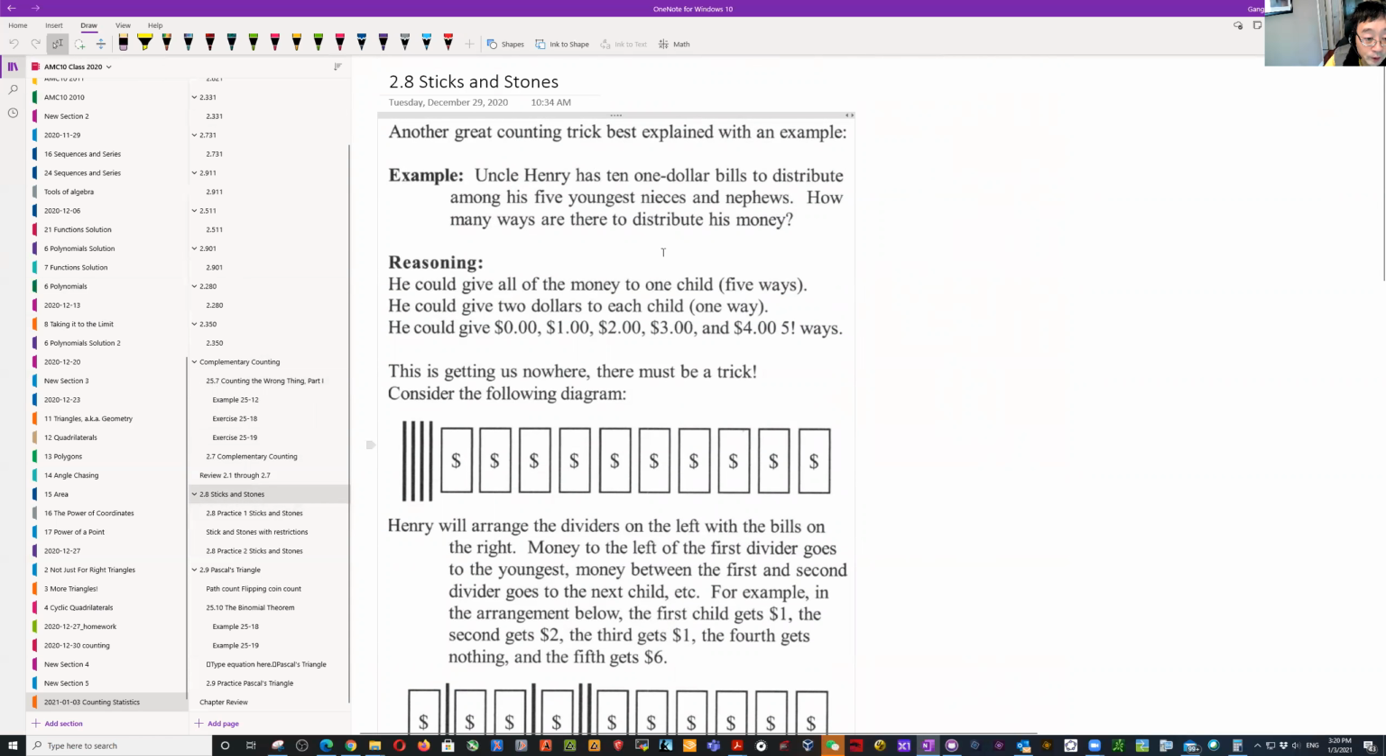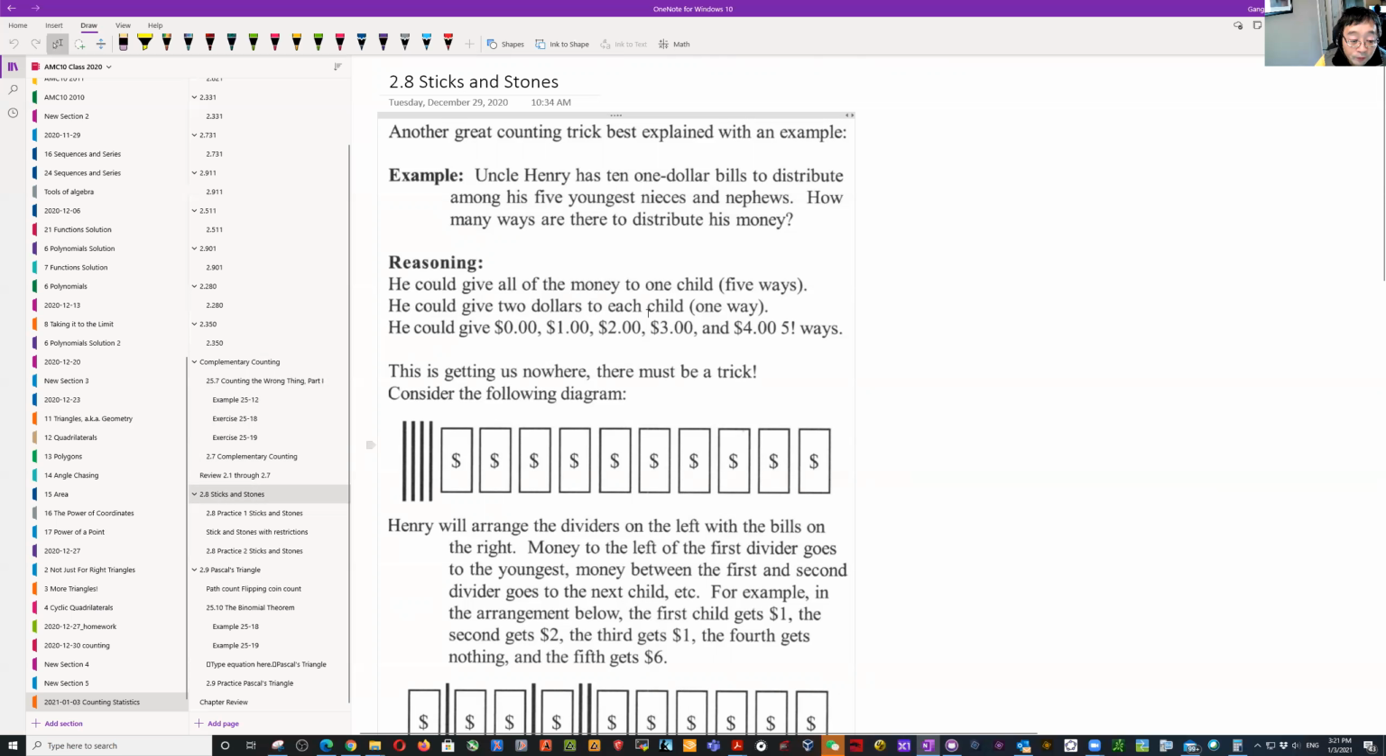This is one of the examples. Uncle Henry has 10 $1 bills to distribute among his 5 youngest nieces and nephews. How many ways are there to distribute his money? Basically, if you really do the reasoning, how many ways you can distribute, it just goes through hell, because you can give all the money to one child. So that's $10 going to the one lucky one.